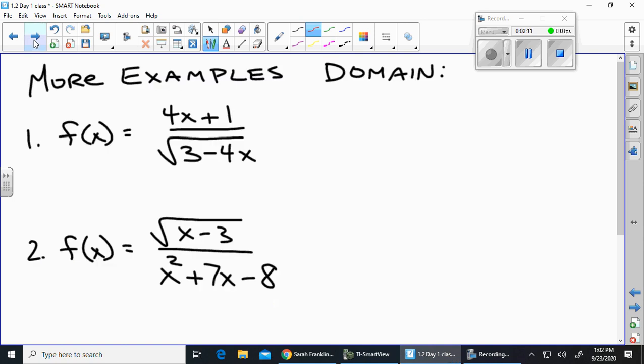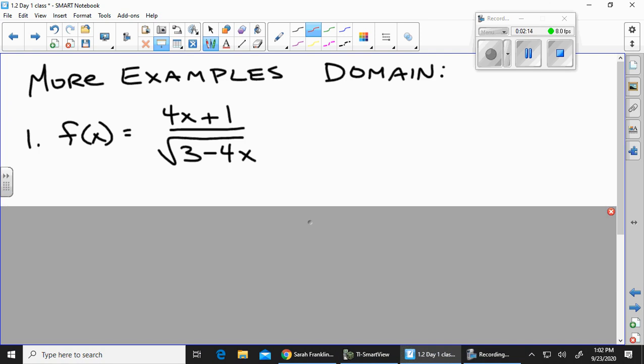So I look at this first example. So I'm like, okay, it's a fraction. What do I have to think of with a fraction? With a fraction, the bottom cannot equal 0. But I have a radical on the bottom, which also means it has to be greater than or equal to 0. Well, if you put those two things together, it can't be negative and it can't equal 0. That means 3 minus 4x has to be greater than 0.